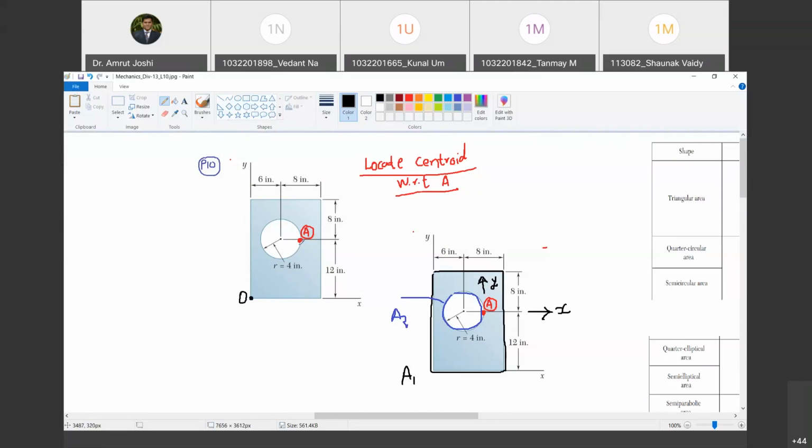I have added that we will locate the centroid now with reference to A, so that you should be acquainted with how to write positive and negative signs, and how to interpret negative and positive values of centroidal coordinates. So the moment I say find the centroid of this shape with respect to A, what I am trying to say is make A the origin.